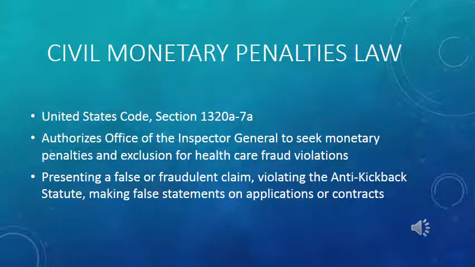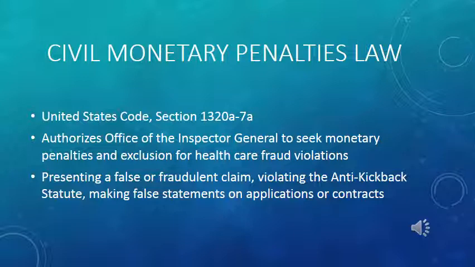The Civil Monetary Penalties Law, found in U.S. Code Section 1320a-7a, authorizes the Office of the Inspector General to seek civil monetary penalties and sometimes exclusion for a variety of healthcare fraud violations. Different amounts of penalties and assessments apply based on the type of the violation.